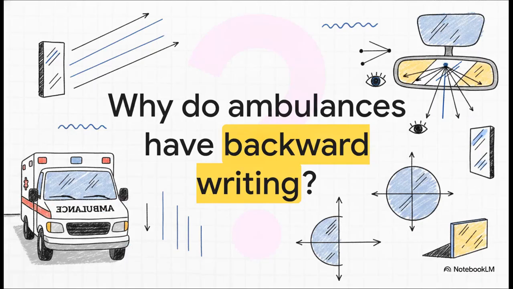But hey, before we start drawing lines and mapping out light rays, I want you to think about a quick real-world puzzle. Have you ever noticed that an ambulance has the word ambulance printed completely backward on its hood? I mean, it looks like absolute nonsense when you're just standing on the sidewalk looking directly at it, right? Why on earth would they do that? Keep that question in the back of your mind, because how light and mirrors play tricks on our eyes is exactly what we're unraveling today.